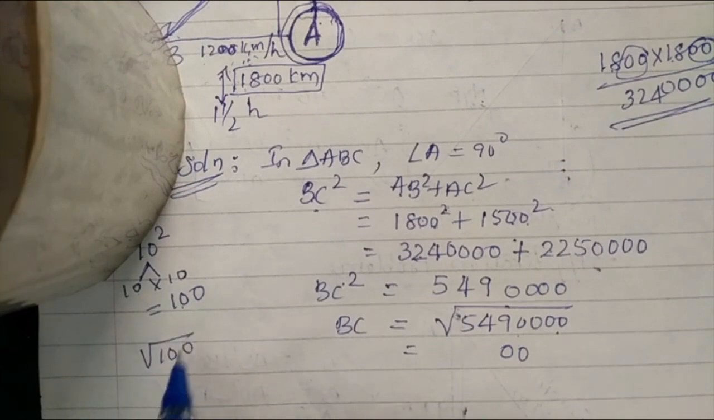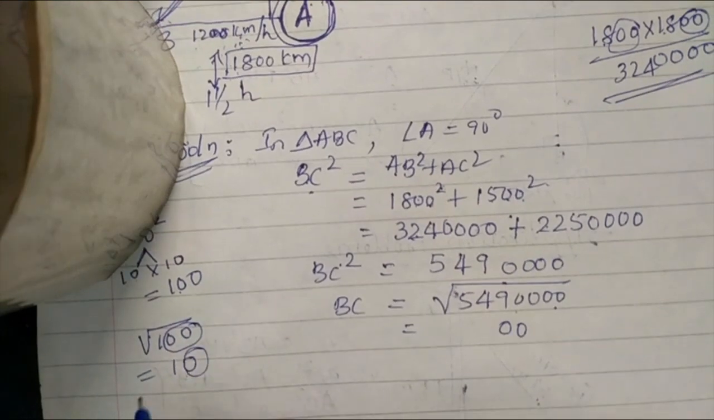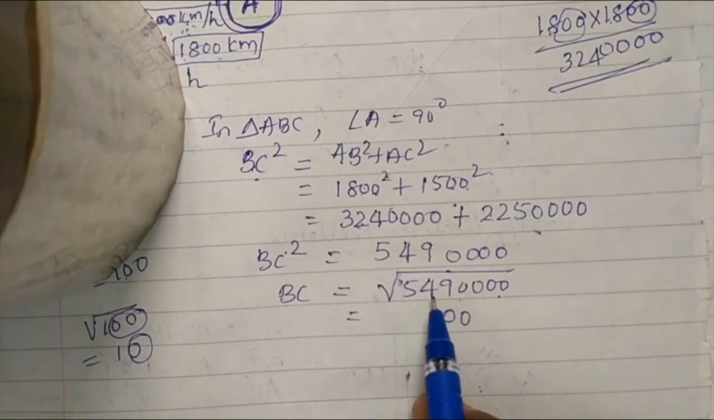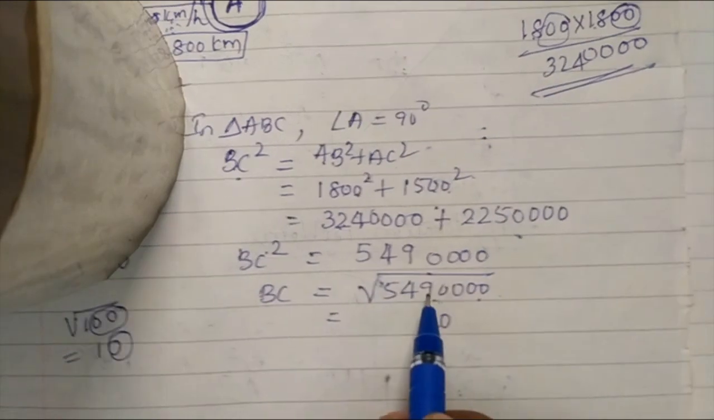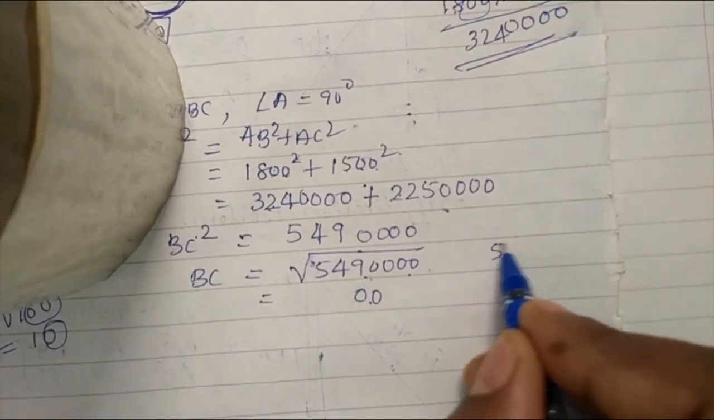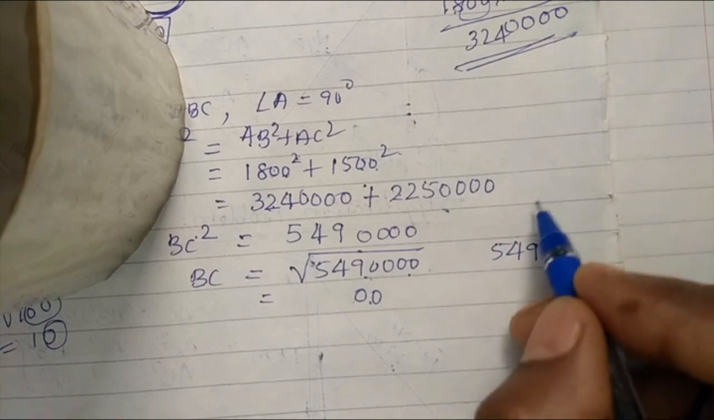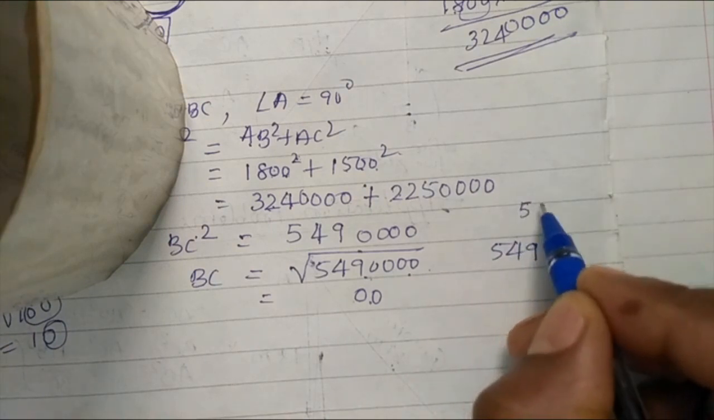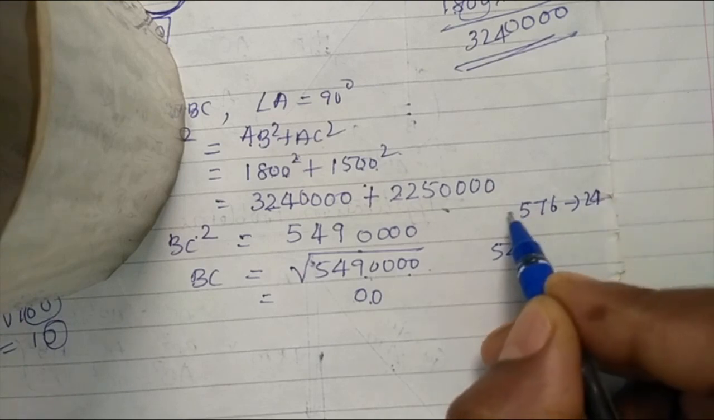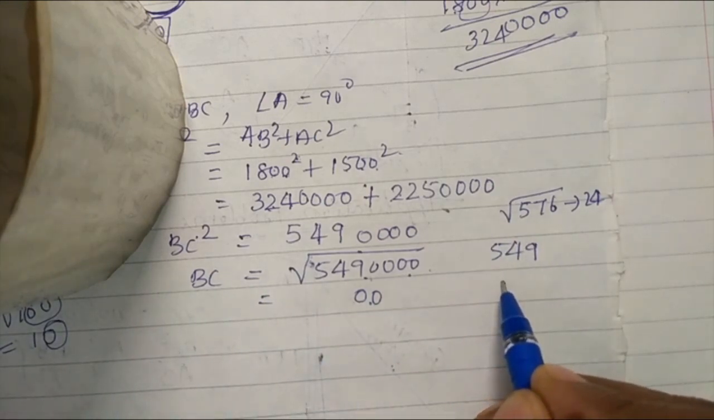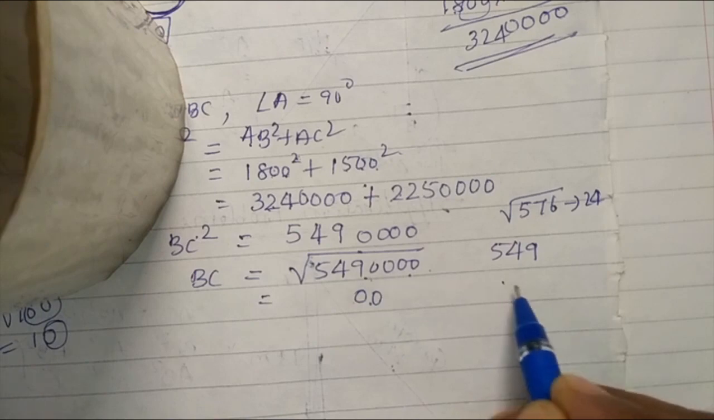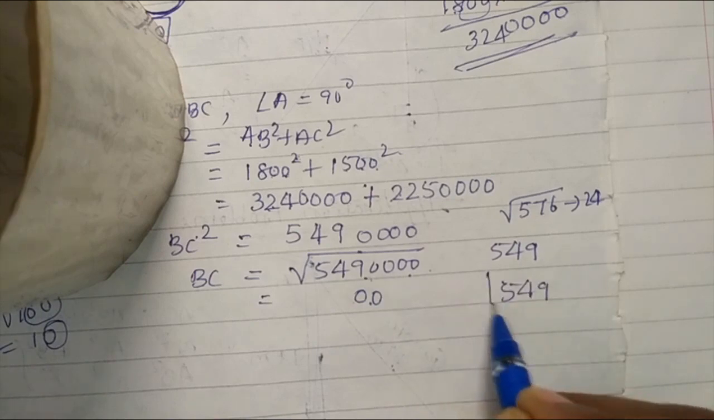Example, the square root of 100 is equal to 10. Inside the square root there are 2 zeros, and after taking the square root it is reduced to half of that. Similarly here, 549 followed by 4 zeros: inside the square root there are 4 zeros, and it becomes 2 zeros. Now we need the square root of 549. 549 is not a perfect square. The nearby perfect square is 576, and the root of 576 is 24, but 549 is not a perfect square. So therefore, what we do, we go for prime factorization of 549.